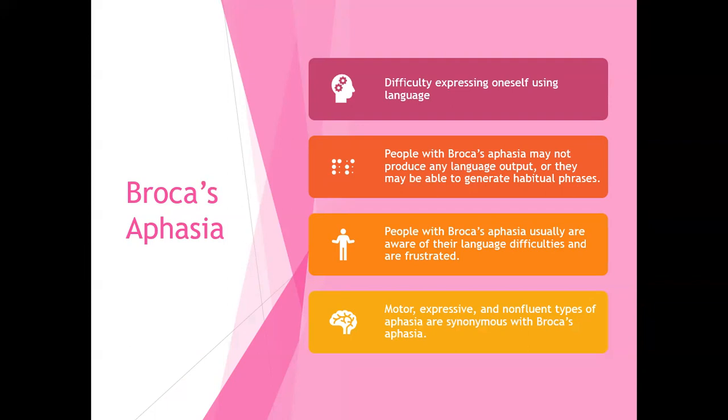But a lot of times they'll say a habitual phrase, like I worked with one guy and his response was always yes, yes. He could say yes, yes. And sometimes you're working with people with Broca's aphasia who regain the ability to say certain words, or they can say short phrases, but they can't do whole sentences. People with Broca's aphasia are usually aware of their language difficulties and they're frustrated. So they've processed the incoming language, they've decided what they're going to say, but they can't get the words out, and so it's frustrating.